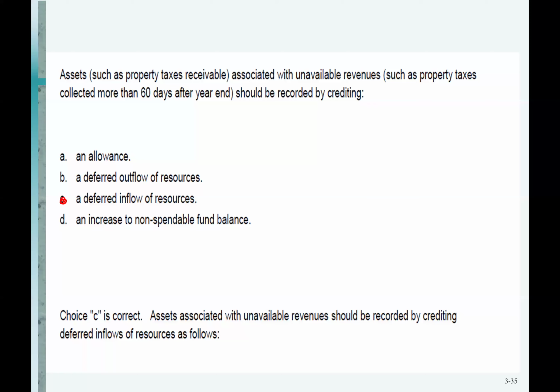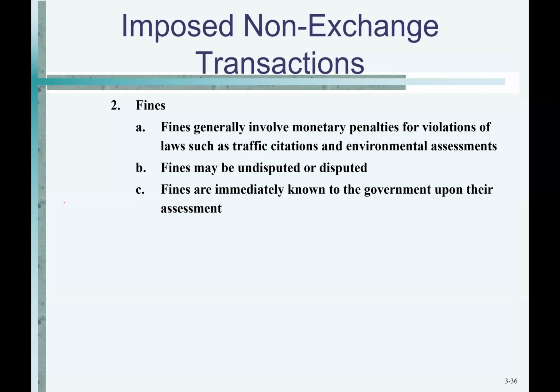Okay. All right, so hopefully those examples would be useful in getting you to understand how you might be tested on something like this. But also now you can look at, say, the statement of activities or the statement of revenues, expenditures, and fund balance. When you see property taxes down there, or you see a different number for revenue at the government-wide level versus the fund level, you can say, okay, probably that 60-day thing is kicking in.